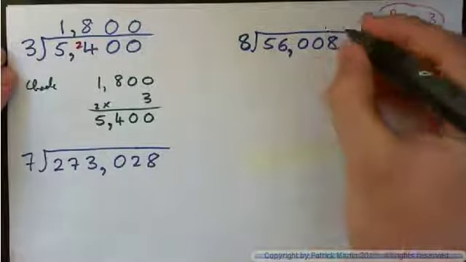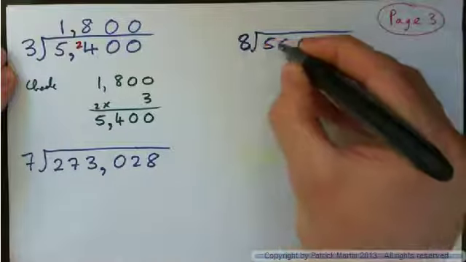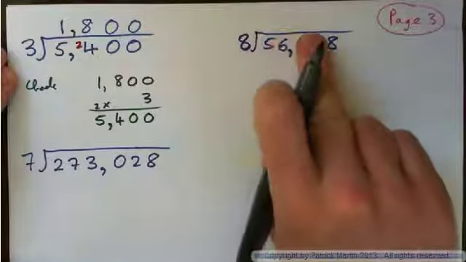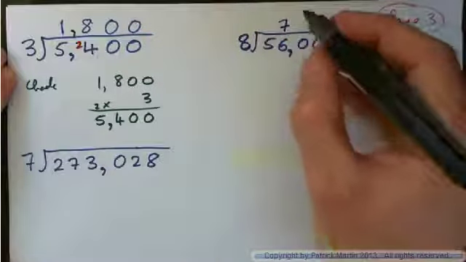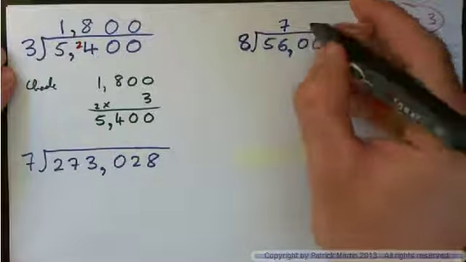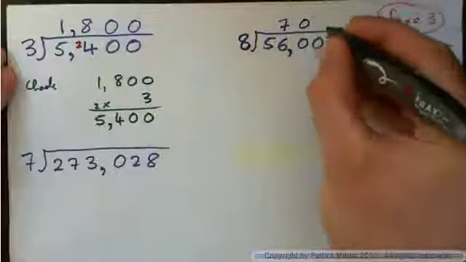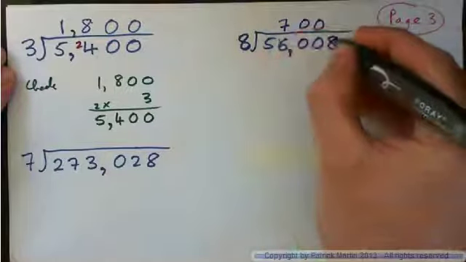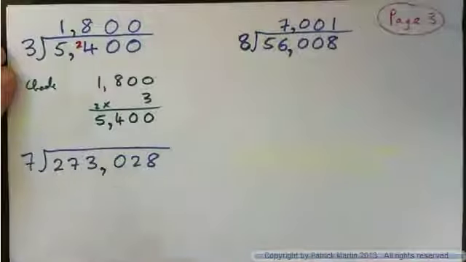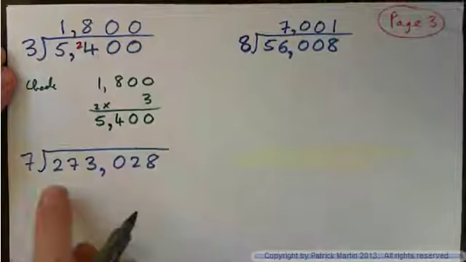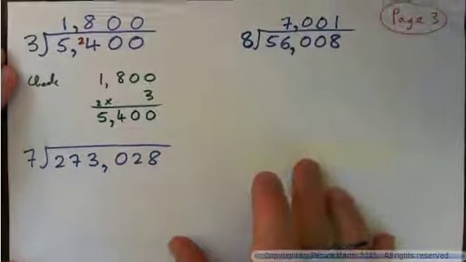Okay, I hope you pressed pause. I'm going to do it now. 8 into 5 won't go, but 8 into 56, 7 times. Evenly. 8 into 0, 0 times. 8 into 0, 0 times. 8 into 8, 1 time. 7,001. Okay. So press pause and do this one, and then check the video, see if you get the right answer.